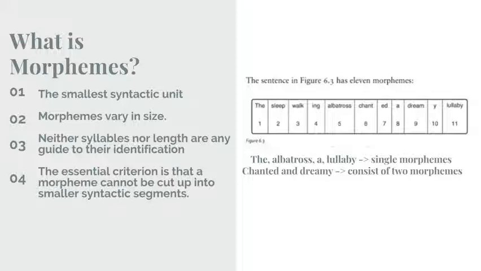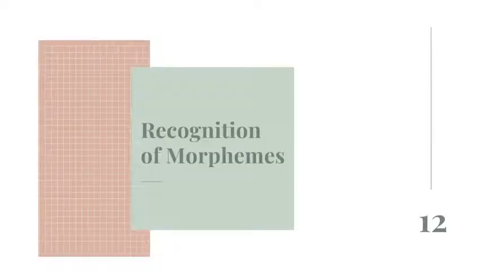Chanted and dreamy, on the other hand, each consist of two morphemes. Chant is found in words such as chanting, chants, and is also a word by itself, while ed is found in wanted and so on. Now, let's move on to the recognition of morphemes.